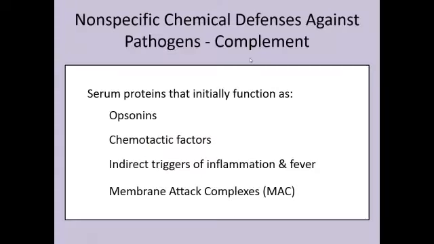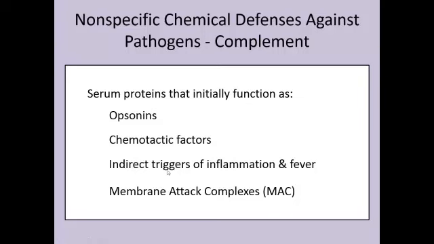Next up, complement. Complement are serum proteins that have various functions. They act as opsons. Remember opsons? When you have, in this case, complement attached to a pathogen, it enables phagocytes to phagocytize better and faster. They act as chemotactic factors. They attract phagocytes and neutrophils and other innate immunity cells. They can be indirect triggers of inflammation and fever, which we're going to be talking about later. And what I consider to be the most cool thing, they form membrane attack complexes.